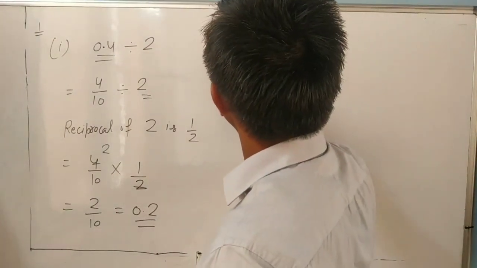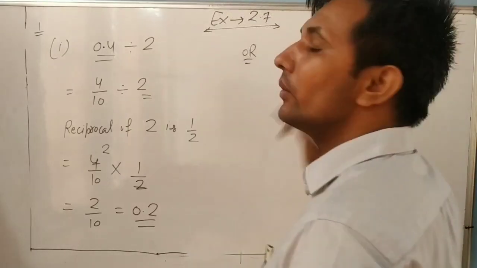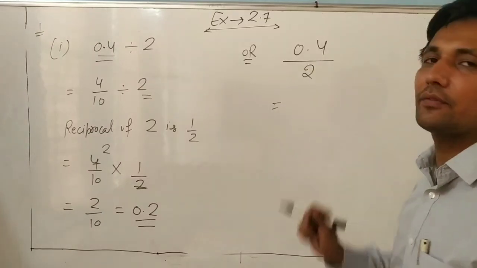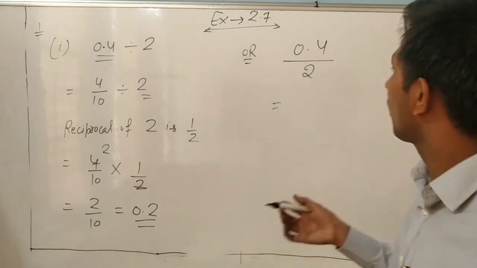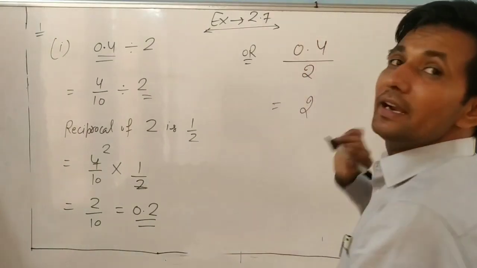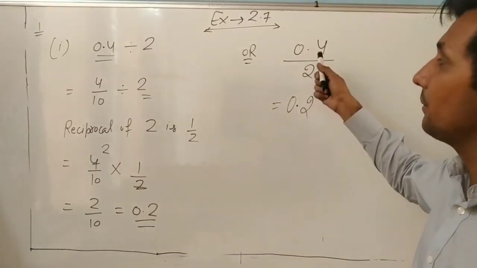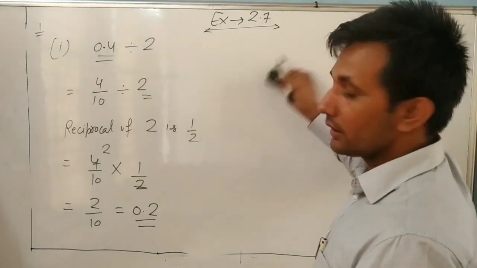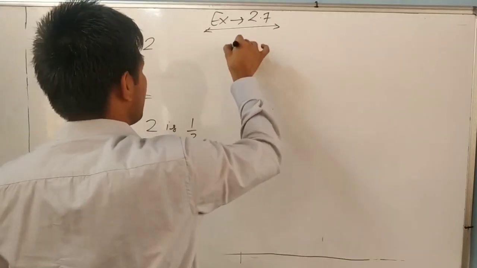Or 0.4 divide by 2. How many digits are after the decimal? One. And in the divisor there is no decimal. Therefore, when we divide 4 by 2, we need how many decimals? One decimal. Understand? Because after the decimal there is one digit, here also 0.2. One more thing. Next, dear, is the third part.